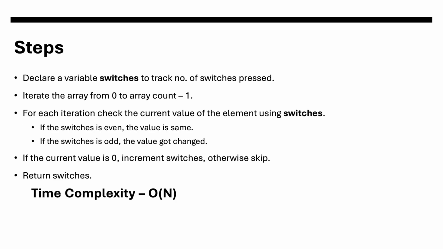Here are the steps to solve this problem. Maintain a variable to track the number of switches. Iterate through the array from left to right. For each iteration, check the current value of the element using switches. If the switches is even, the value is the same. If the switches is odd, the value has changed. If the current value is 0, increment the switches. Otherwise, skip. Finally, return the switches.